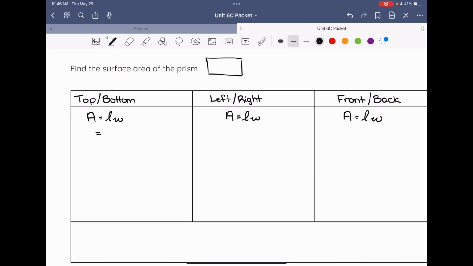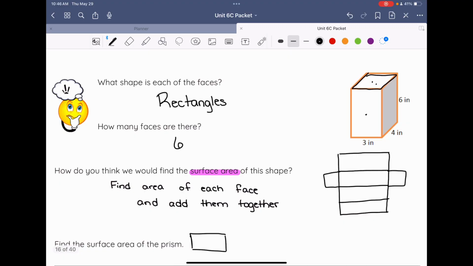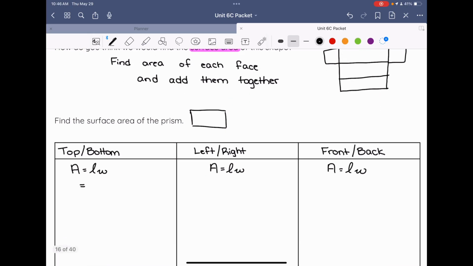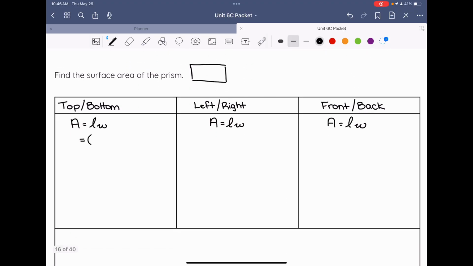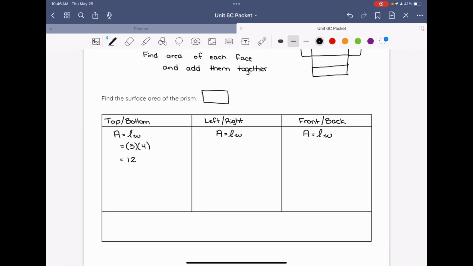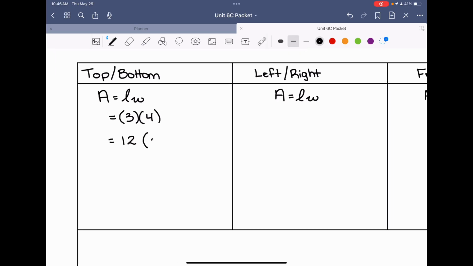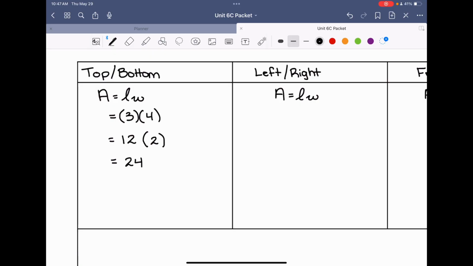Okay, so let's find the length and width of the top and bottom. Remember in a rectangle, the edges across from each other are exactly the same. So this top section would also be 3. So it's 3 by 4. So 3 times 4, and that gives us 12. Now the other thing we have to think about is I've listed this as the top and the bottom. 12 is only the area of one of them. Since they're exactly the same, I'm going to multiply that by 2 instead of calculating it twice. So 12 times 2, the top and bottom together would be 24.